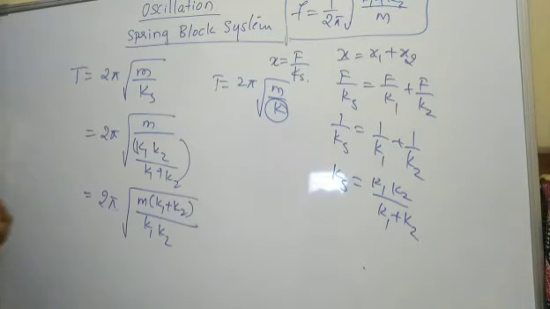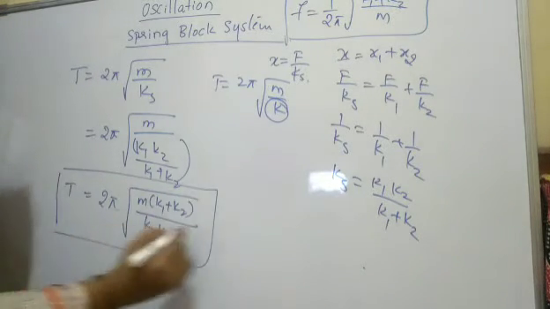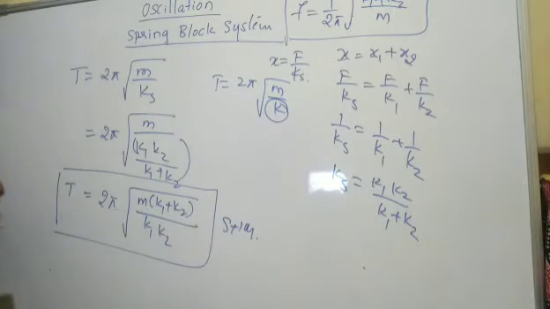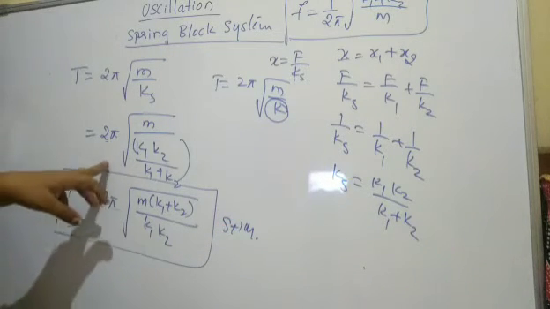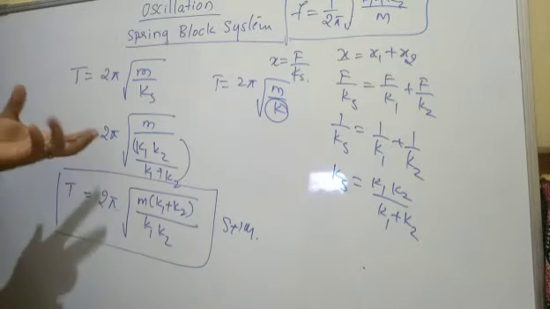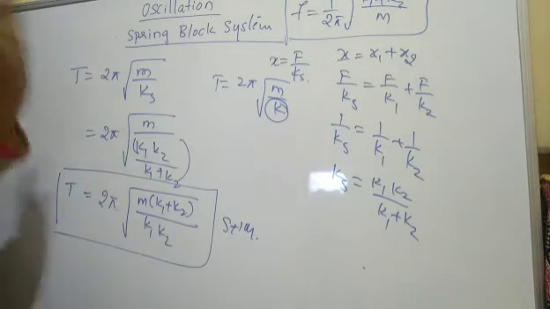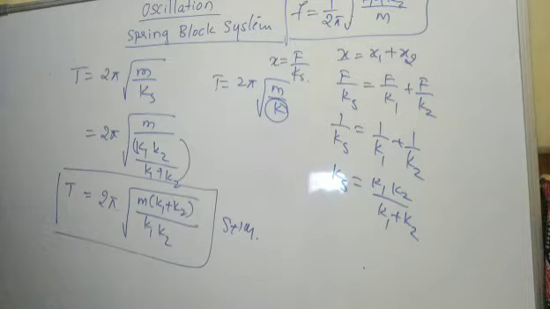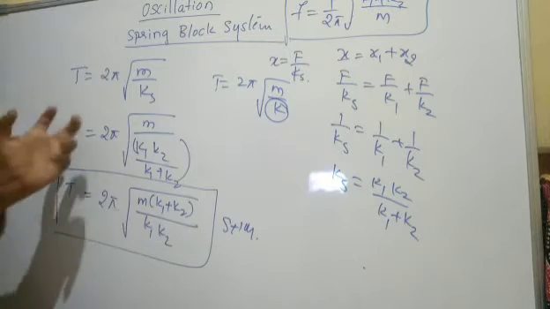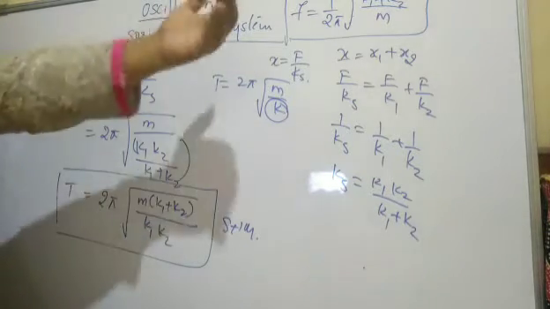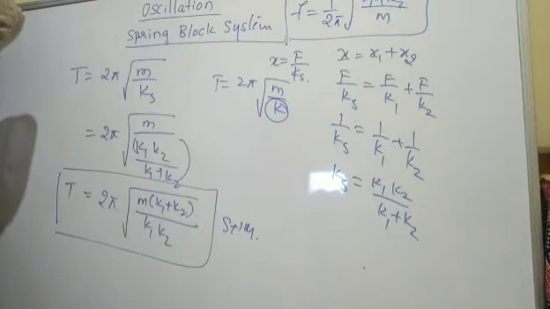So k1 into, this is the time period of the block of a series combination of the spring here. This also experiences simple harmonic motion. So by this we can conclude that whatever the body attached to it, which experiences simple harmonic motion, either a single spring which is displaced from the mean position, it tries to come back to its original mean position.